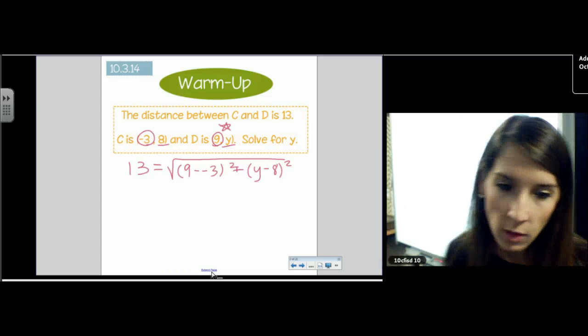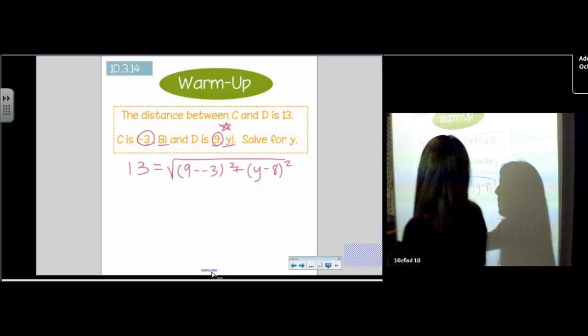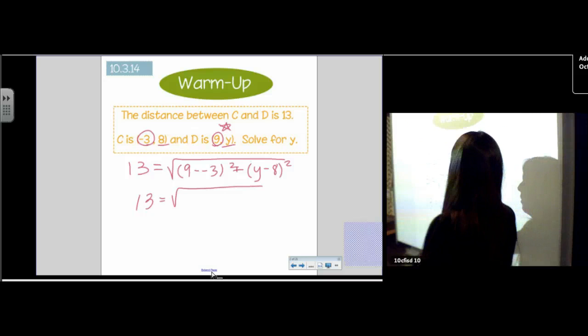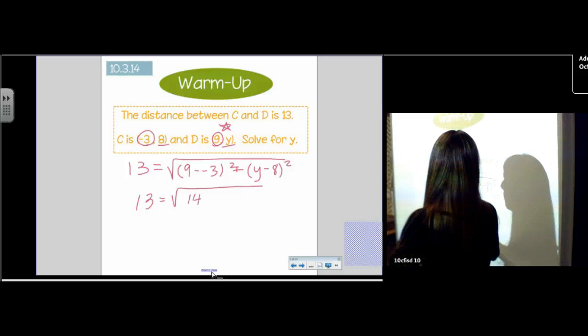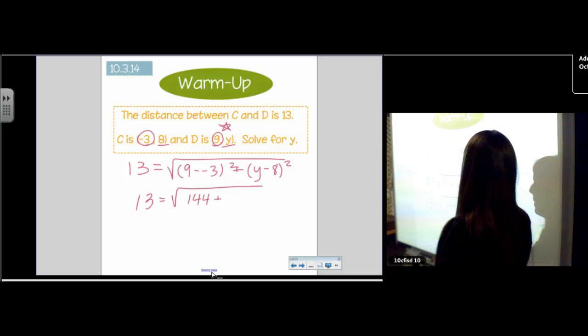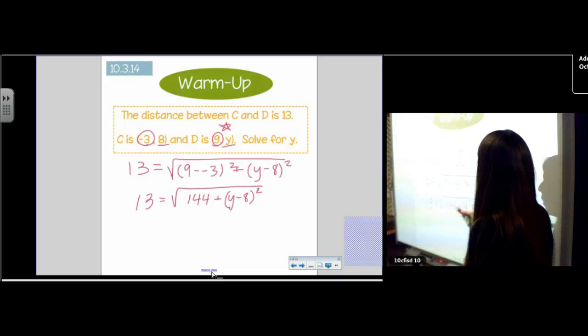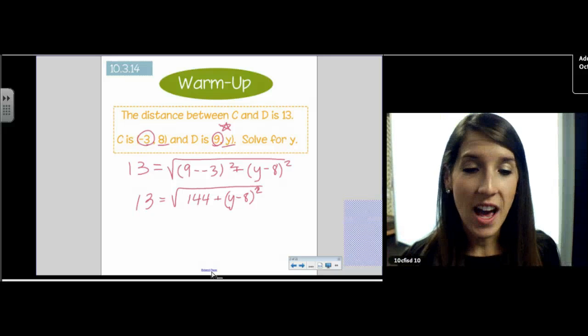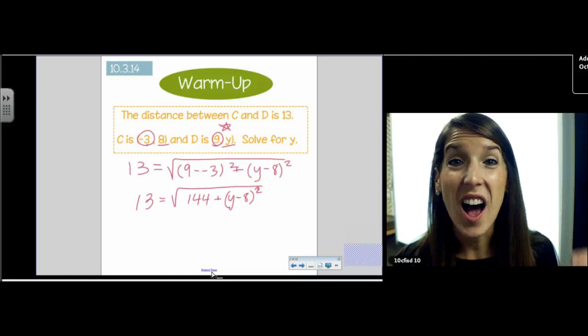Okay? Now we're going to start to clean this up a little bit. 13 equals the square root of 12 squared, right? 144 plus (y minus 8) squared. We're trying to solve for y. We're trying to get y all alone. So that means we need to undo what's being done to it.